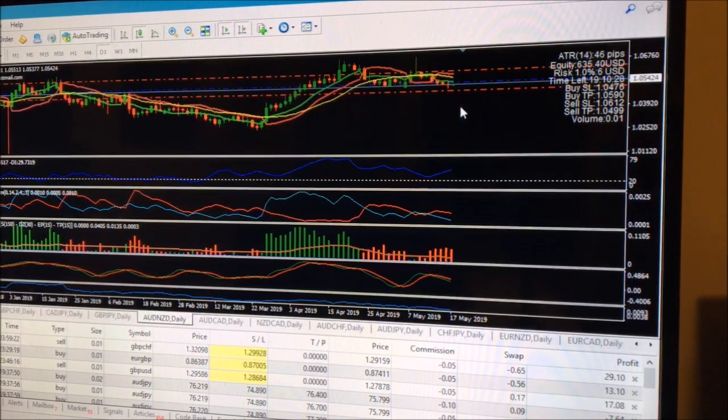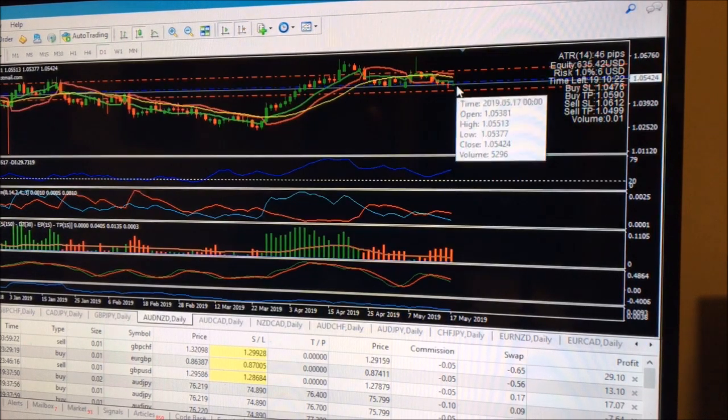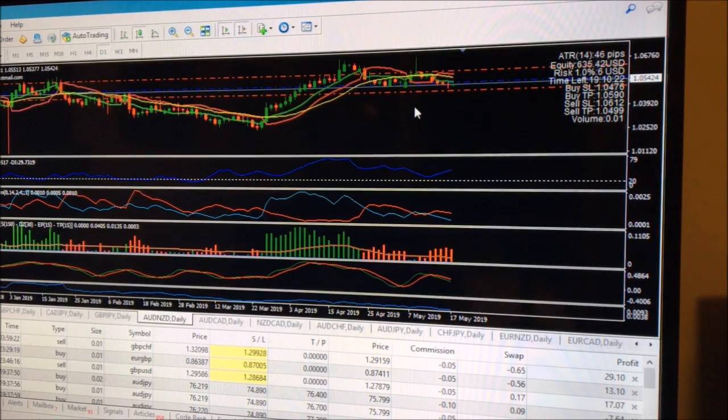This one is the AUD NZD signal that I sent out the other day. As you can see, it has done almost nothing since we entered, so sometimes that's just how it goes. We'll see if this one continues to go our way or if it pulls back.